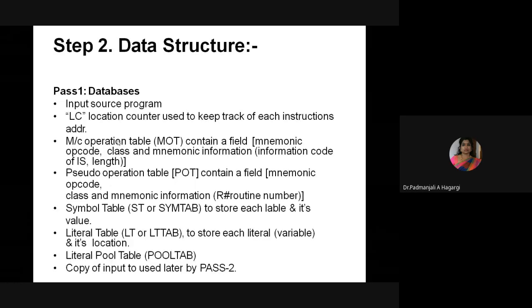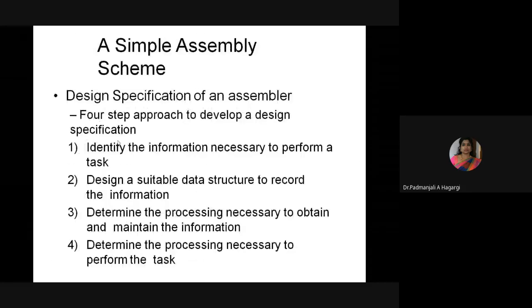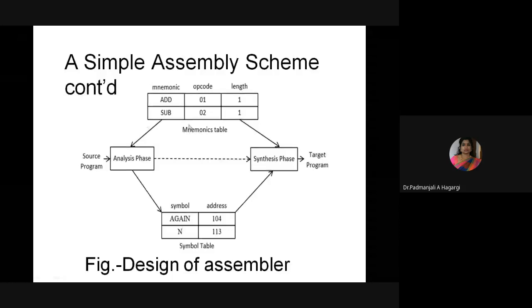instruction, and machine operation table contains the mnemonic codes, opcodes, class and their mnemonic information and their length, like this. Like this, the mnemonic table will have the mnemonic column. What is the mnemonic column? What is the type of the mnemonic instruction? And the mnemonic code: add has 1 and sub has 2, and their length.